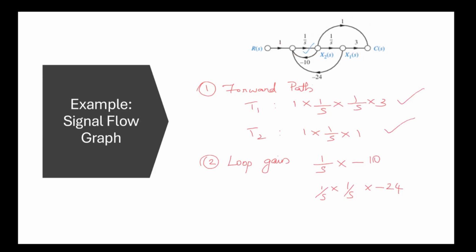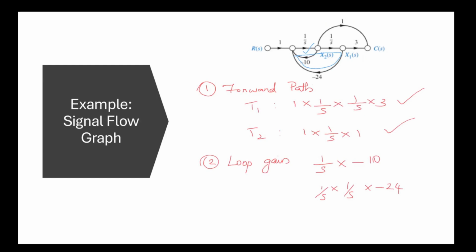Loop 1 is the smaller loop, 1 by s multiplied by minus 10, and the second loop is this one. That is 1 by s multiplied by 1 by s multiplied by minus 24. So those are the two loop gains. Now there are no non-touching loops taken two at a time here. There are only two loops and those two loops are touching, so there are no non-touching loops taken two at a time.